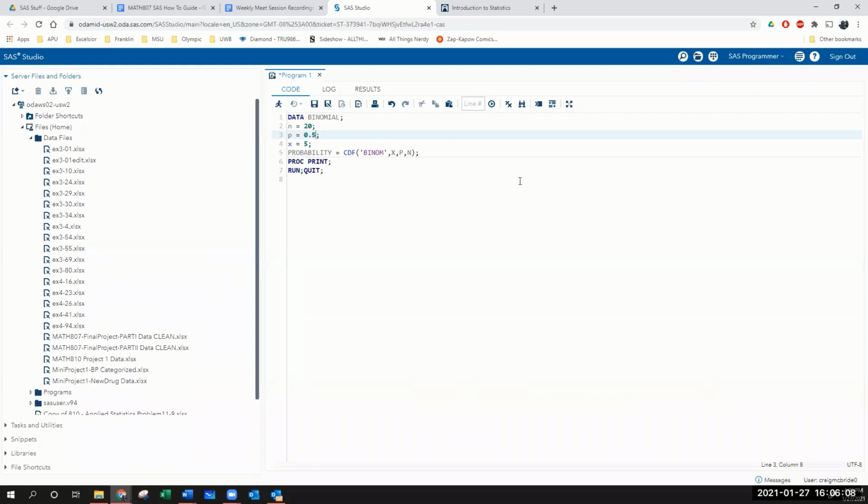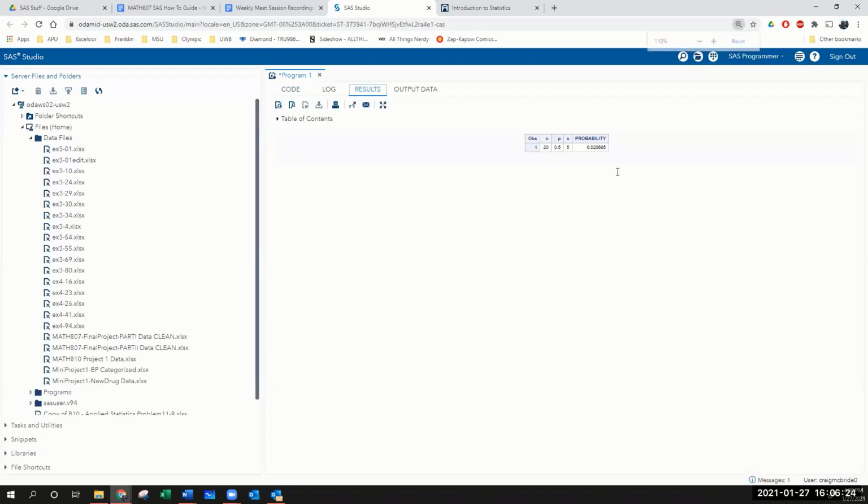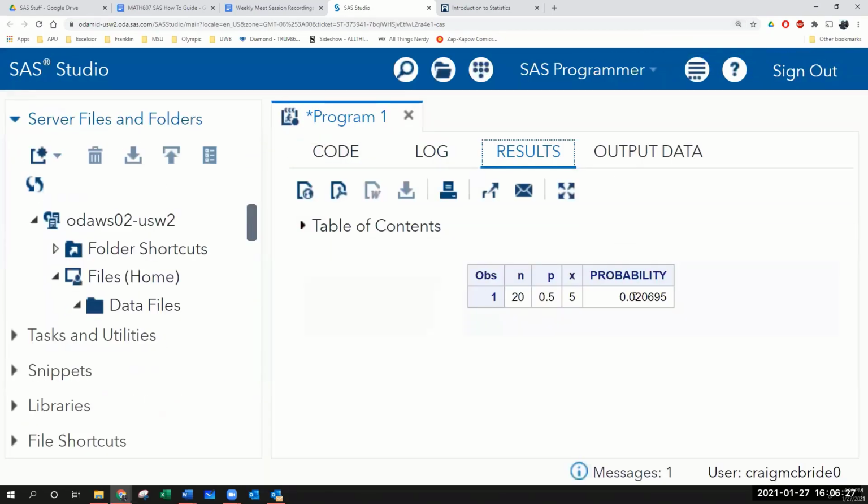So we should be doing a binomial with n is 20, p is 0.5, and x is 5, because we have to do the CDF. We want 6 or more, so we have to do the CDF up to 5. When we run that, we get 0.0206, and that's the complement of what we're looking for. The CDF of 5 gives us 0 through 5, so if we subtract it from 1, it gives us the remaining 6 and above. So you take this number and subtract it from 1, and you get the answer for C.